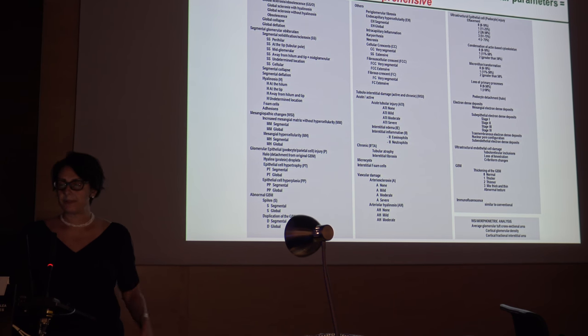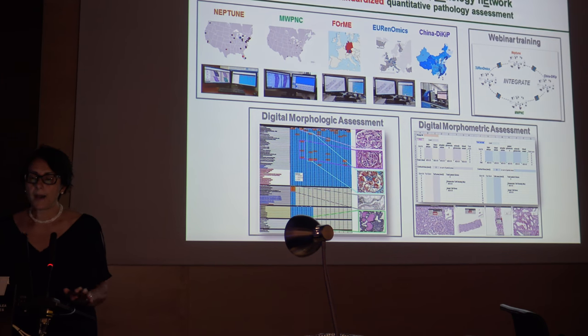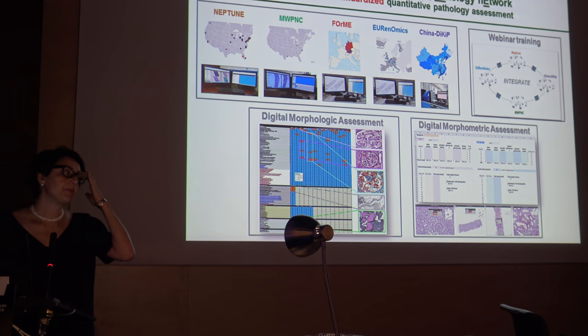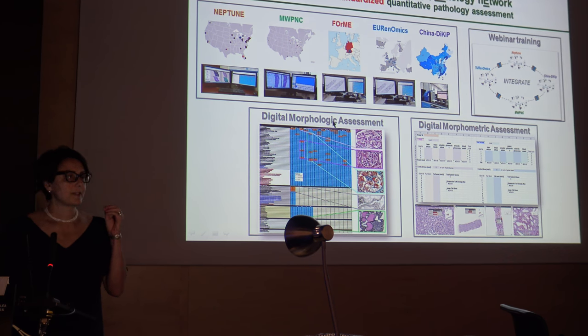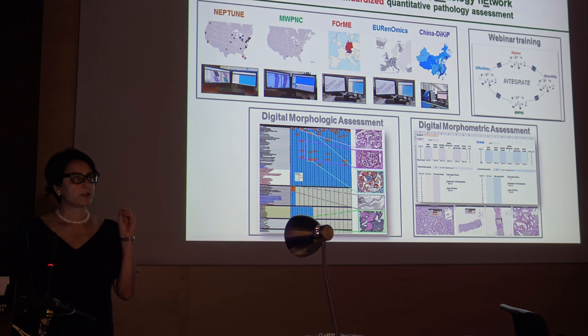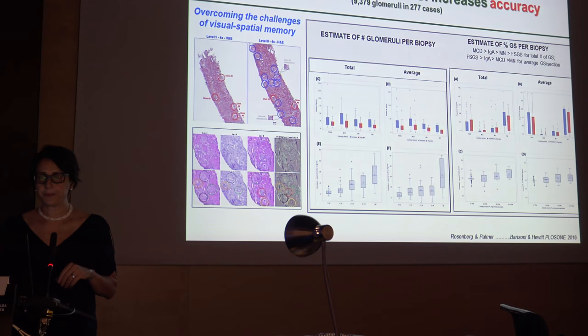This system has been implemented by other consortia, so that now everybody is trained to use the same electronic scoring matrix for digital morphologic assessment and digital morphometric assessment, but it also allows us to capture the same types of data across different consortia and across different populations, and now we can compare.